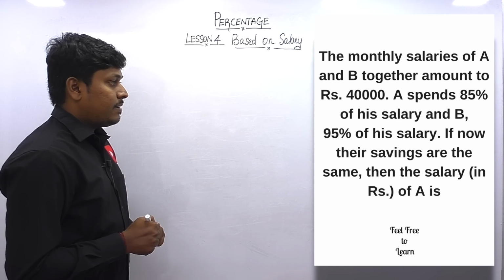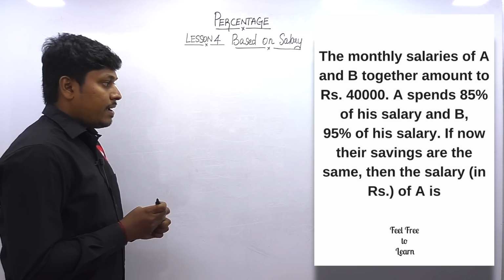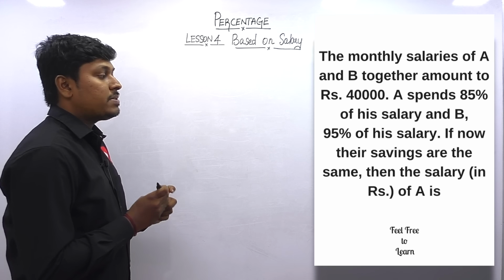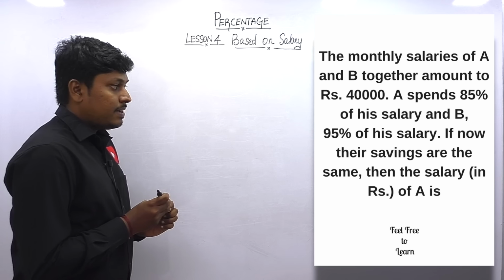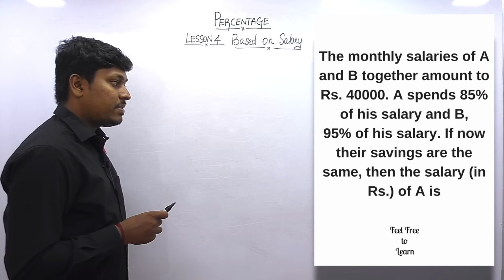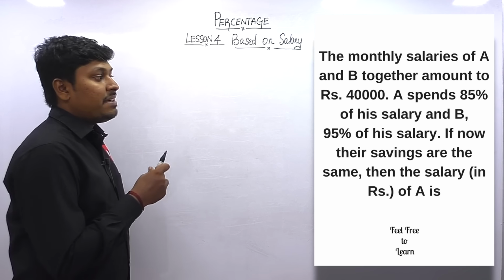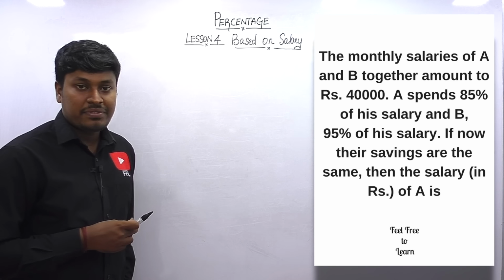Question number 9. The monthly salary of A and B together amounts to rupees 40,000. A spends 85% of his salary and B spends 95% of his salary. If now their savings are the same, then what is the salary of A?